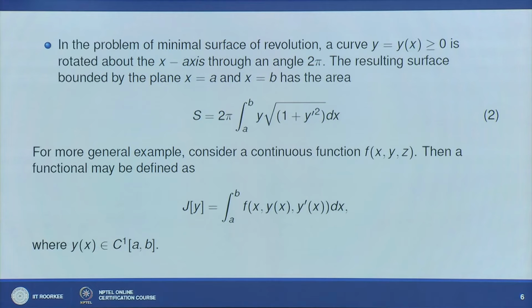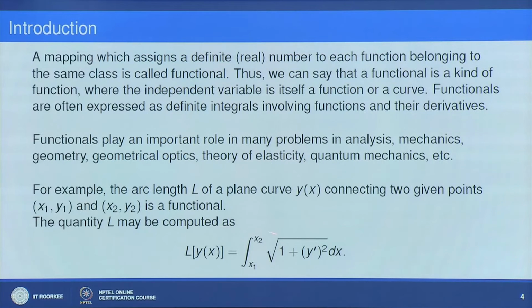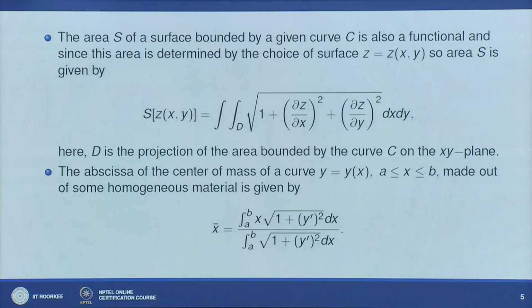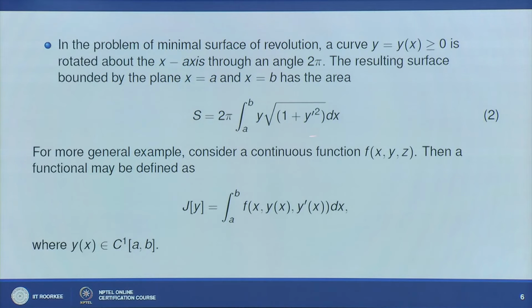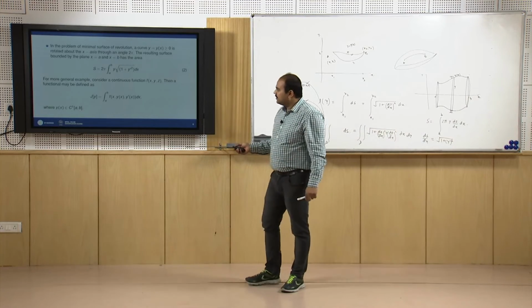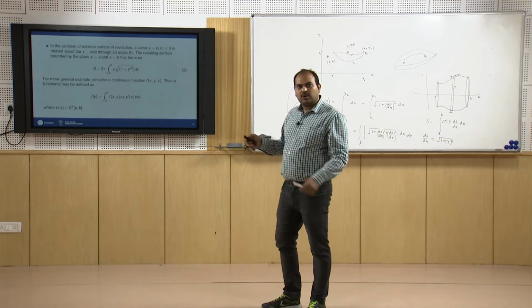So here, by taking particular values of this f, you can say that the first problem, the length of the plane curve, and the surface area is also a particular case of this. And here we may consider one more property: this kind of functional has a localization property.